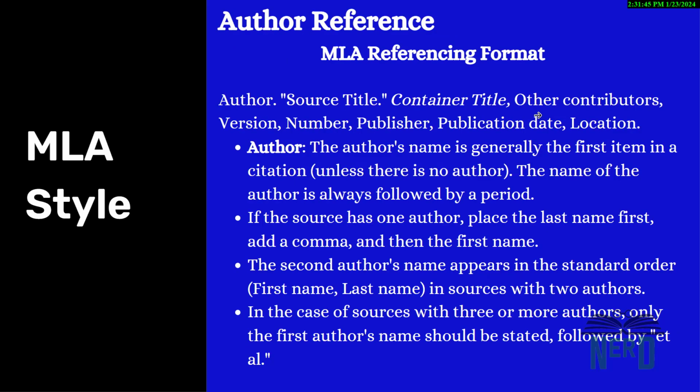And let me tell you if you are referring to an author, how do you do it? So the author's name is generally the first item in a citation, right? And the name of the author is always followed by a period. So if the source has one author, place the last name first and add a comma and then the first name, right? And if there is a second author, what do you do? The second author's name appears in the standard order, like first name and then the last name.